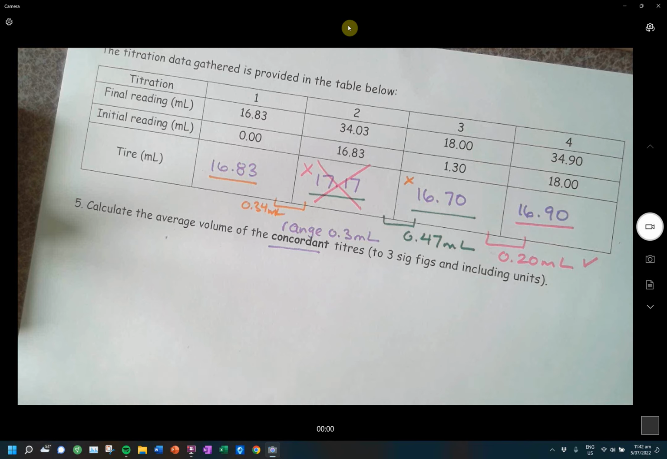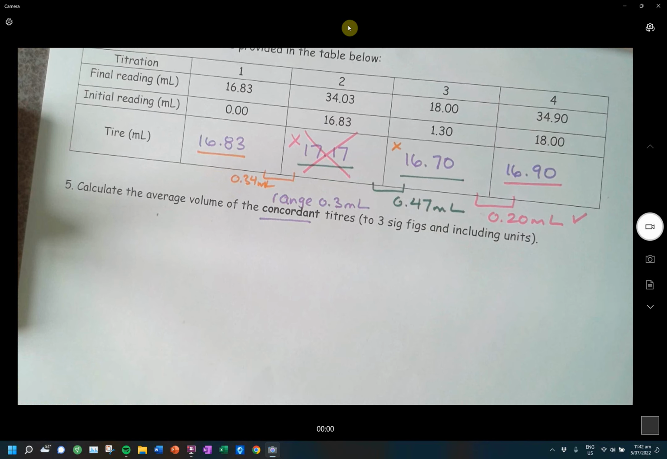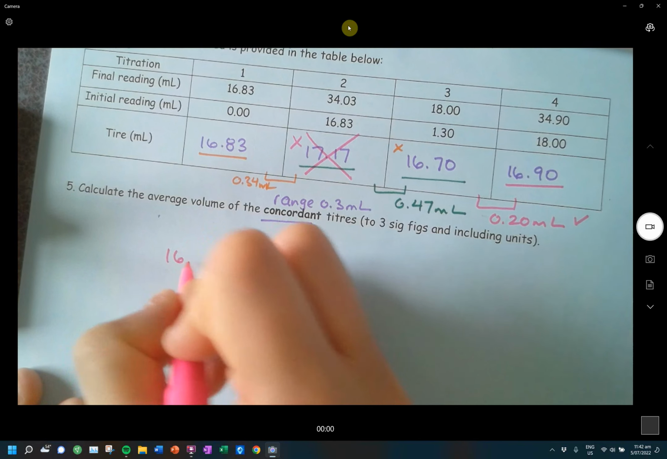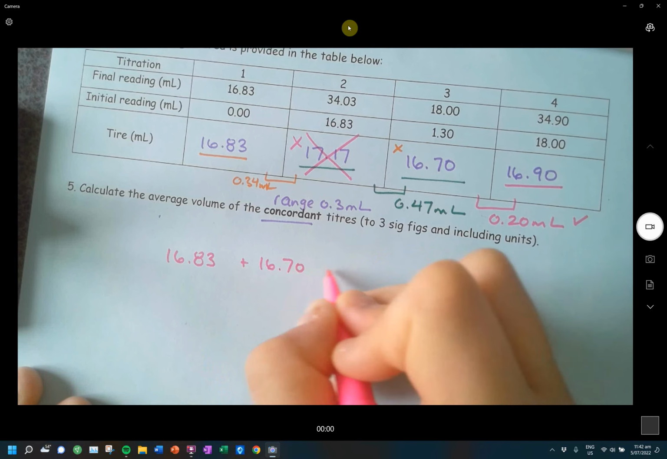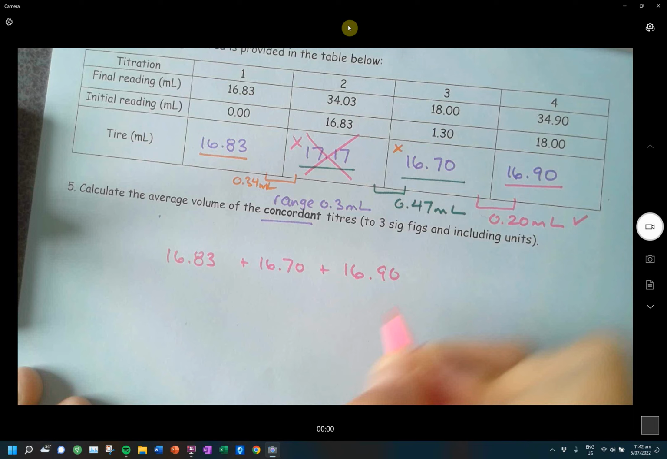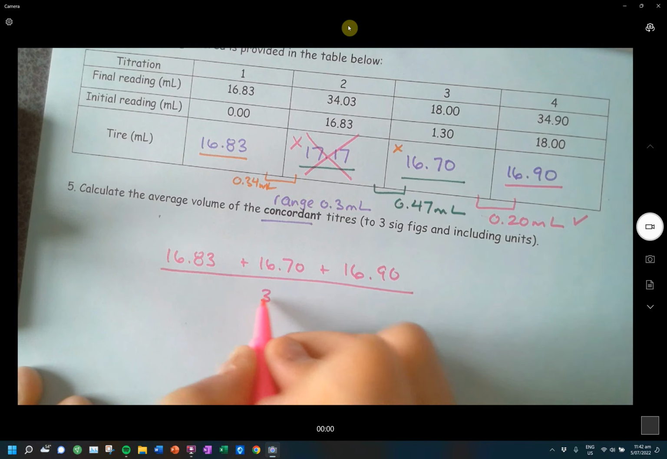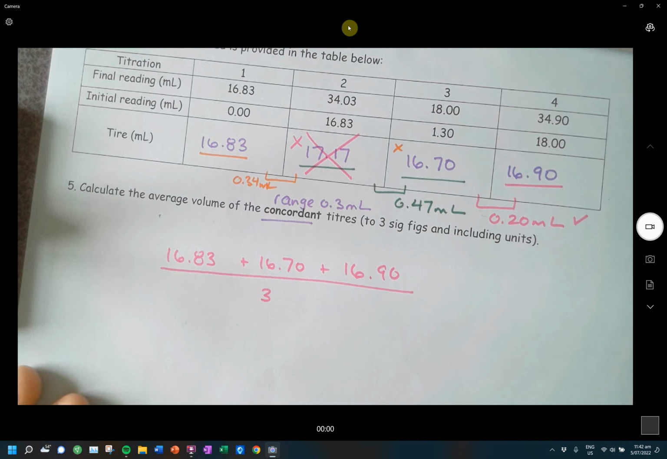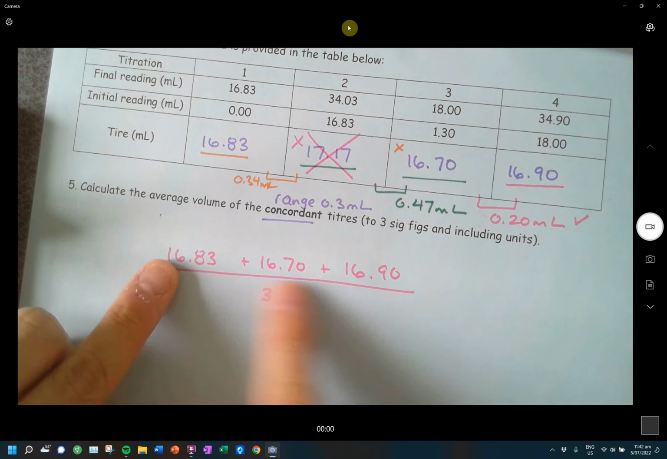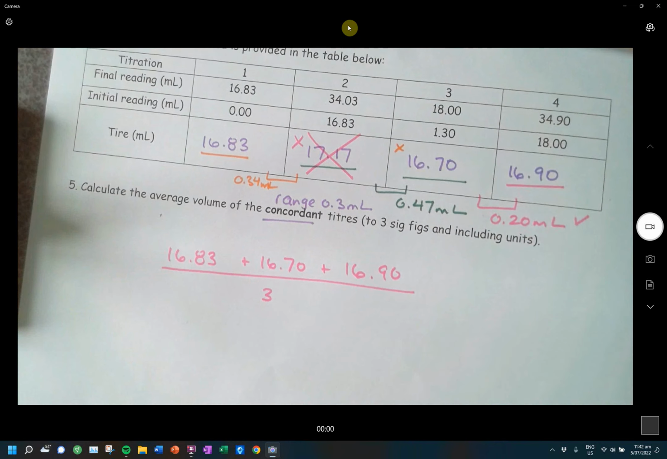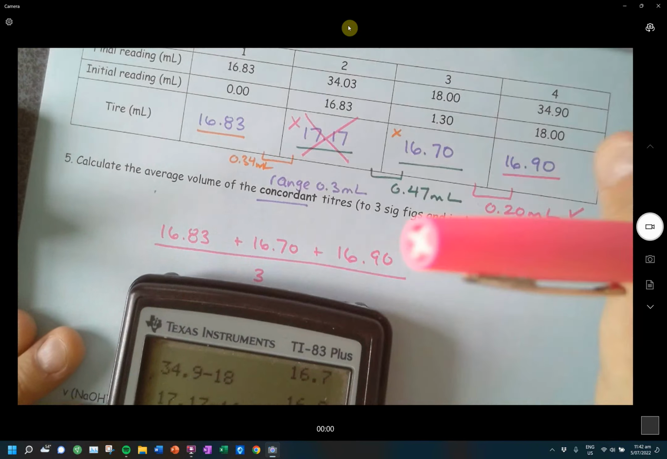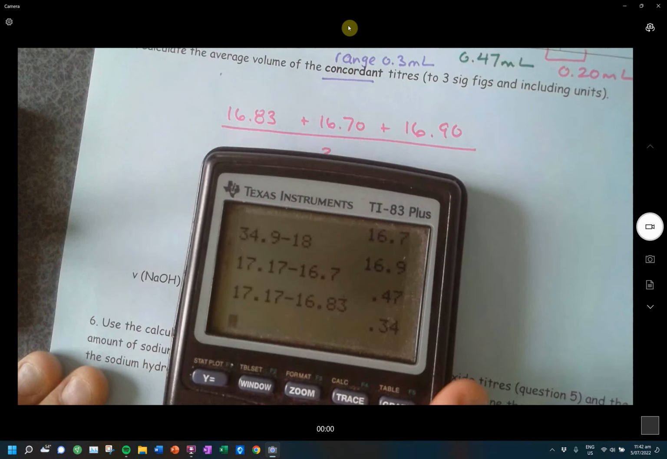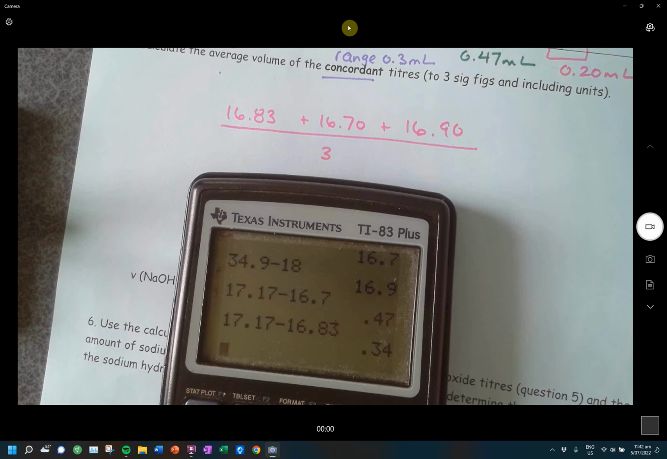So when I do my average, I'm going to use 16.83, 16.70, and 16.93, and I'm going to divide it by 3. Make sure you are careful when you enter it into the calculator, because you want to make sure all those things get added first and then divided by 3. So you can either use parentheses, or you can just do the addition first and then the division.